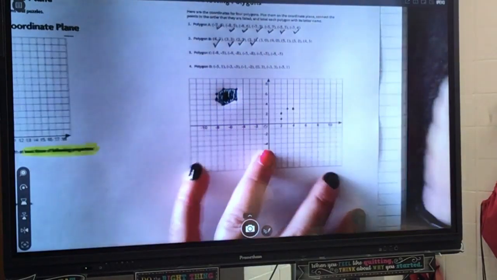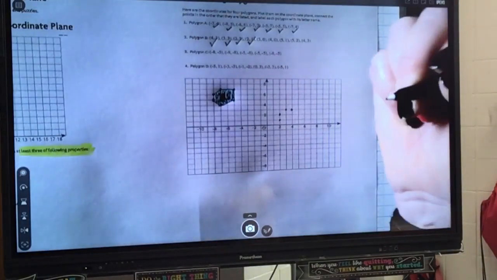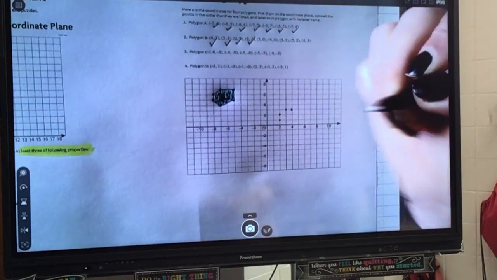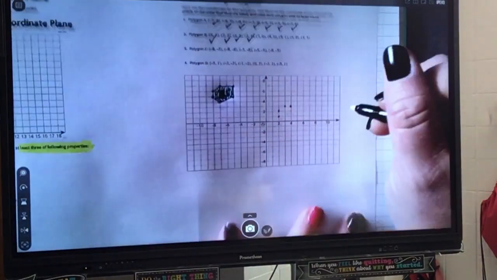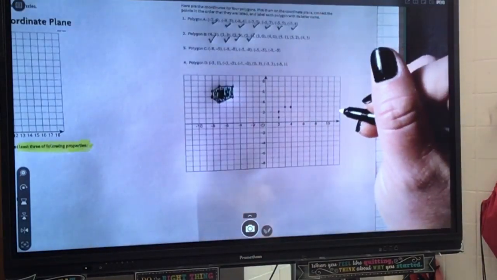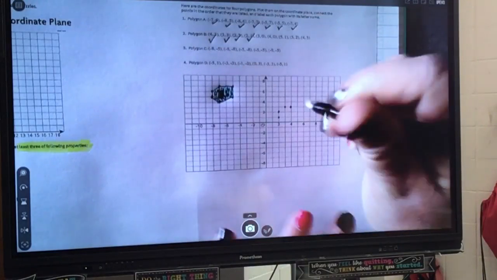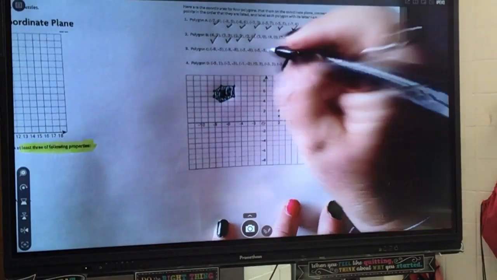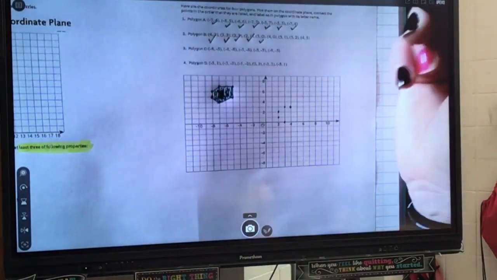All right, the next one is 3, 0. How do I get there? Troy. You go to the right 3 times. And then what? You don't go up because my y is a what? It's 0. Perfect.